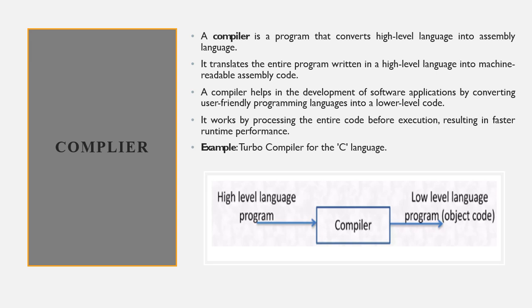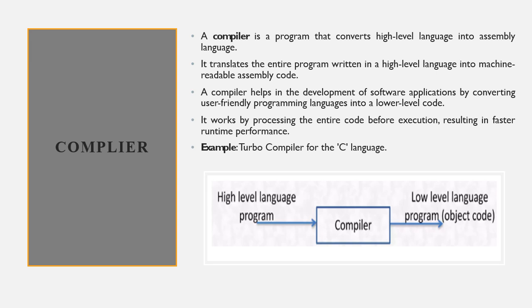Now, a compiler. We've learned the meaning of an assembler in our previous slide. Now, let's look at what a compiler is. A compiler is a program that converts high-level language into assembly language. Now, if you look at it, students, from our previous slide, an assembler converts instructions written in assembly language down to machine language. So what a compiler does, it converts high-level language into assembly language.